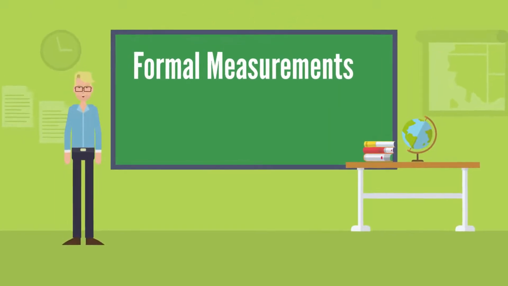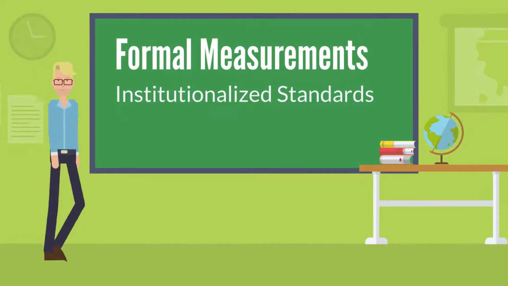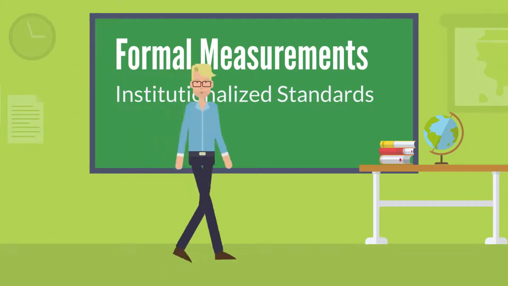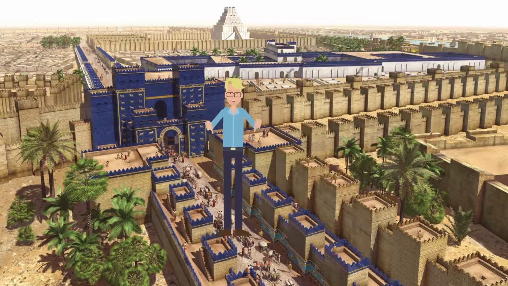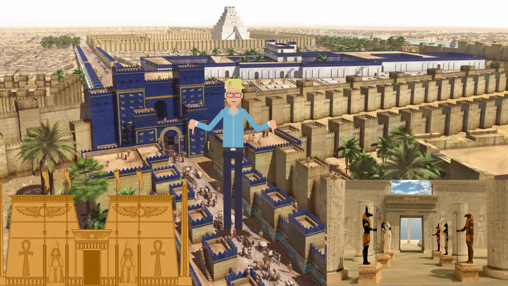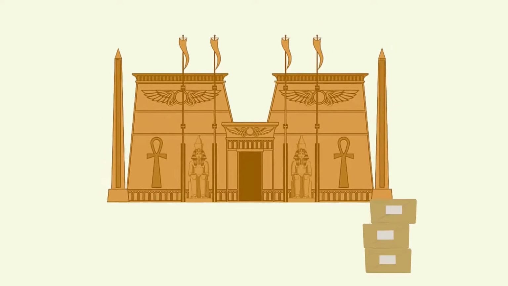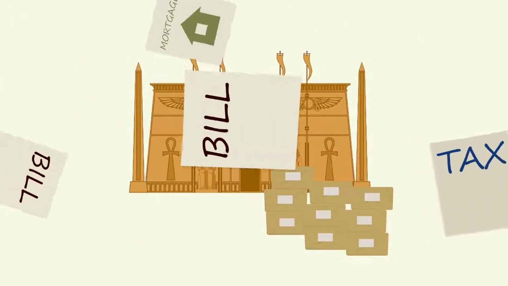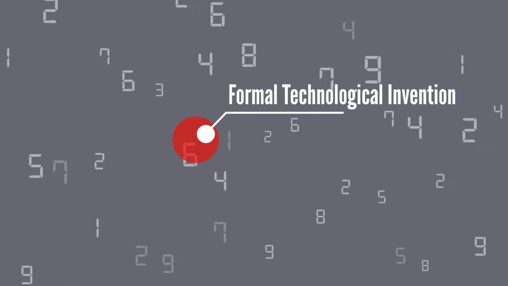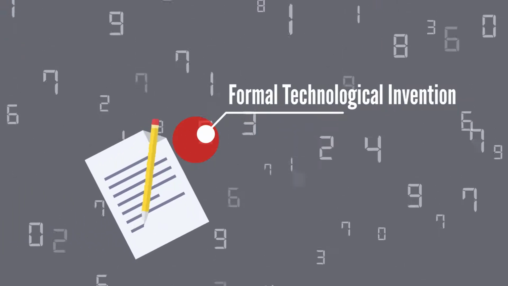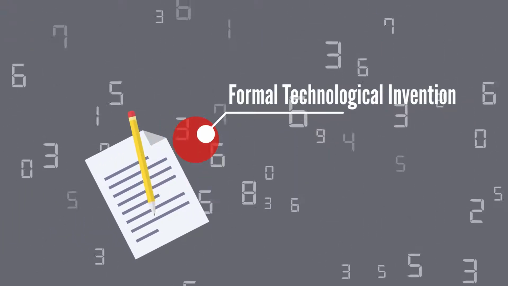Formal measurements, institutionalized standards. The first formalization of counting using numbers appears with writing in ancient Babylonian and Egyptian temples as a means to keep track of inventory accumulated through tribute, taxes, and other means. This is also where the formalization of measurement occurs, and for the same reason. The invention of numbers is a formal technological invention directly related to the invention of writing.